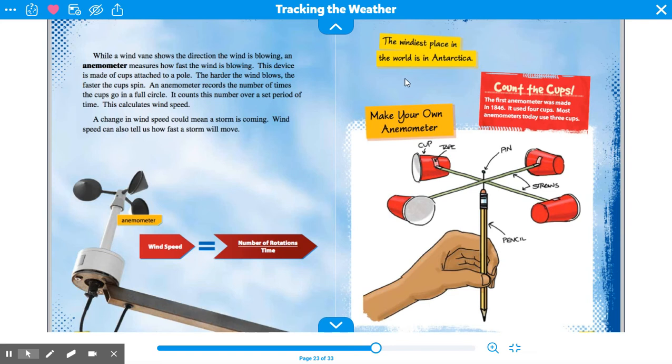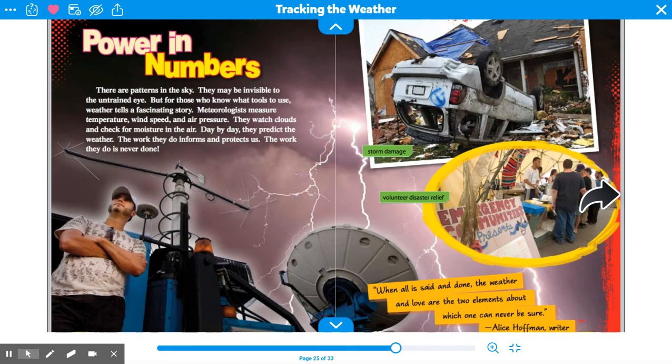And this fact right here: the windiest place in the world is Antarctica. If you think about it, we've got buildings and houses and school, all these different buildings and trees and all these different things that help block the wind. In Antarctica, they don't have all that. So you can probably feel the wind a whole lot more because there's nothing blocking it from hitting you.